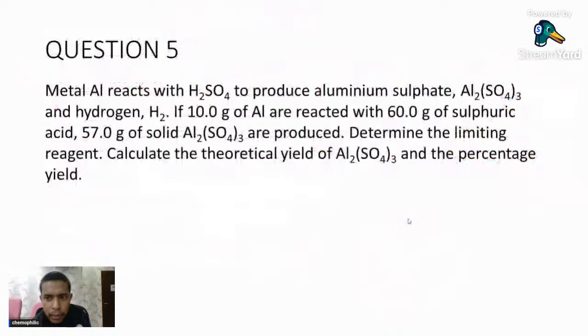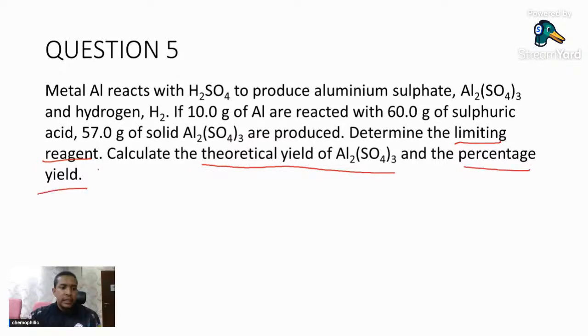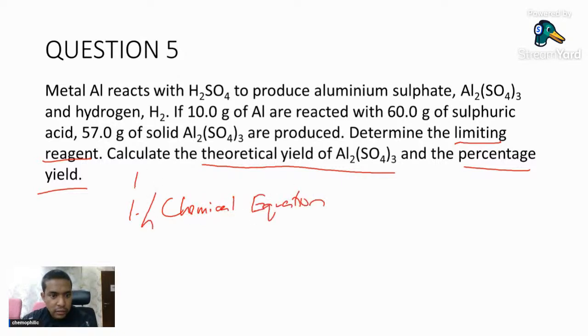Okay. This question asks you to determine the limiting reactant. And then you have to calculate the theoretical yield and also the percentage yield. So you have a few things to calculate. When you want to do this kind of reaction, limiting and excess, first you have to write down the chemical equation, to be specific, the balanced chemical equation.